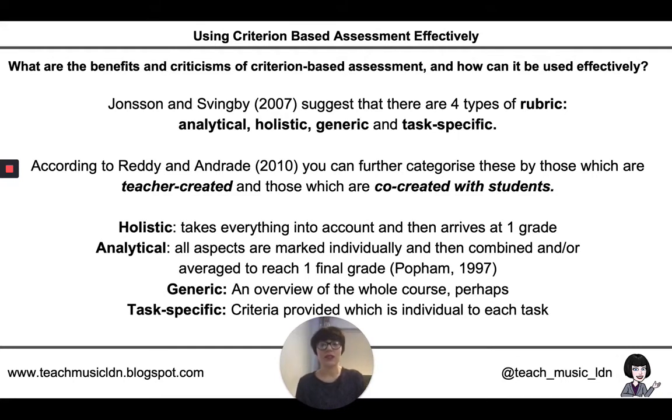Generic rubrics are not useful for formative assessment. They may be useful in some cases for summative assessment. You will find a generic rubric in most exam specifications. It tells you what needs to be taught.